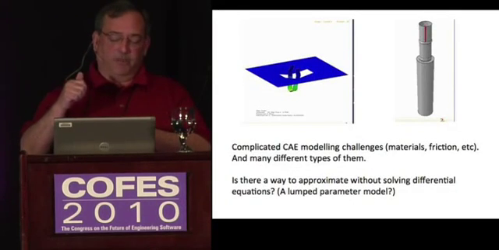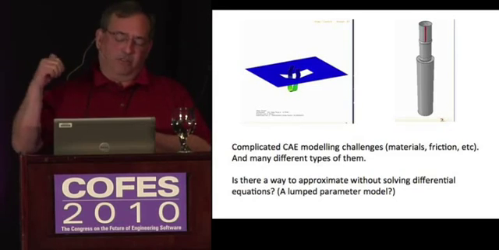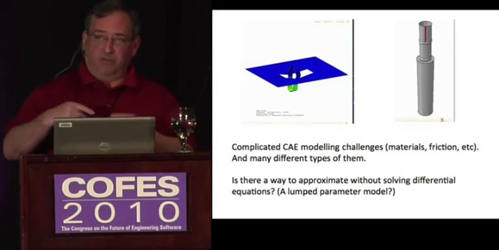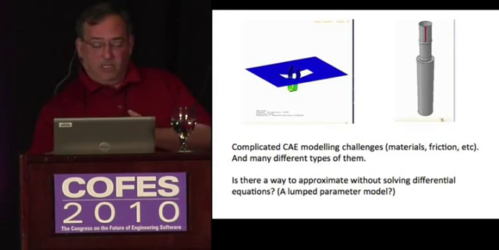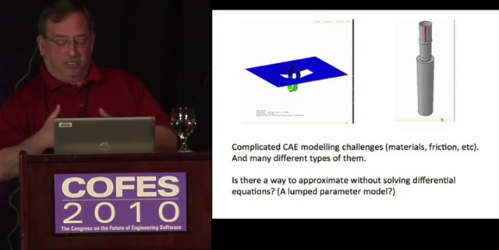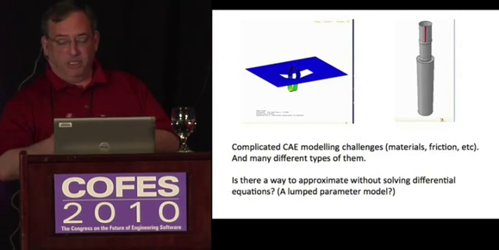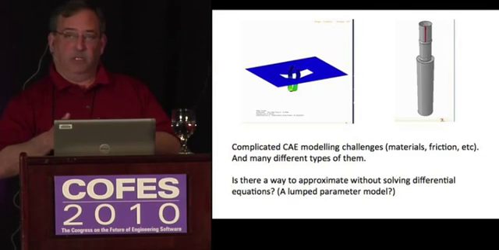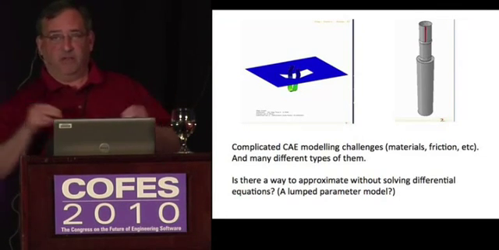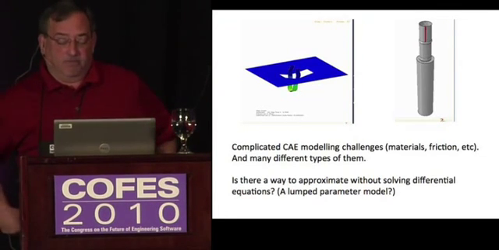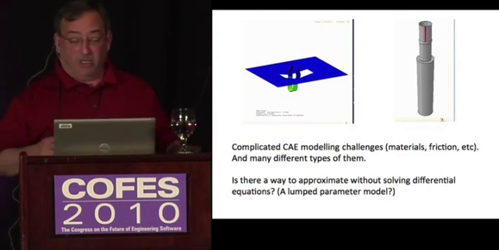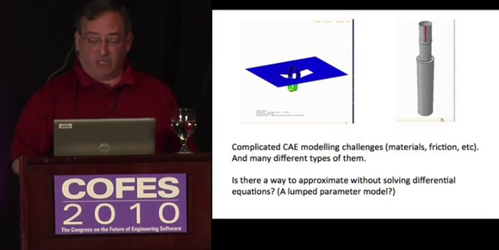So I think the key here is this: because I want to be able to do this in a simulation, as I'll show you a few slides from now, I want to really be able to do these very, very quickly. So in my mind, the question is, is there a way to approximate this without having to solve differential equations and go back to a CAE finite element method, some kind of a lumped parameter model? I don't know the answer to that yet, but I think that's the kind of thing that we need to be looking at.